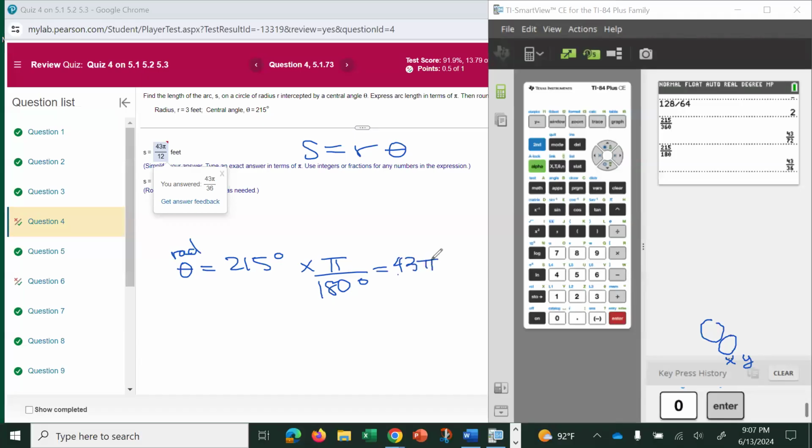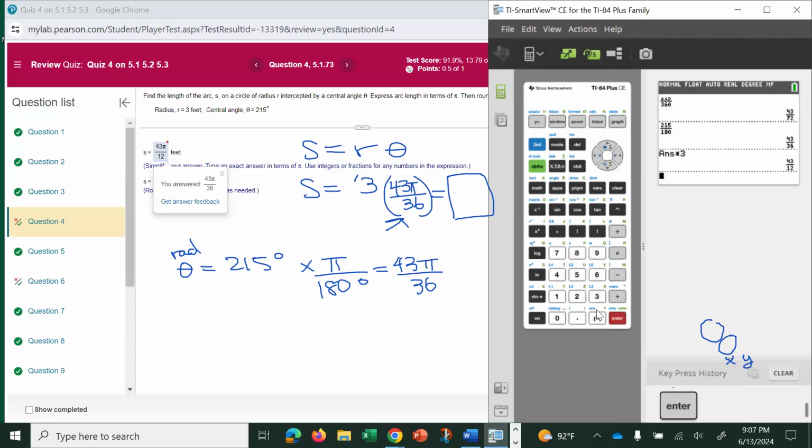And so I had that. And then what I remember doing is S equals radius is 3, and we need to multiply by theta, which is 43 pi over 36. I think I put in the wrong value by mistake. When I had it on the side, if we multiply that by 3, I do get 43 pi over 12, and I remember getting that. So I think the lesson here is make sure you enter the correct solution. I meant to put 43 pi over 36 instead of 43 pi over 12. Let's go over the other one I missed.